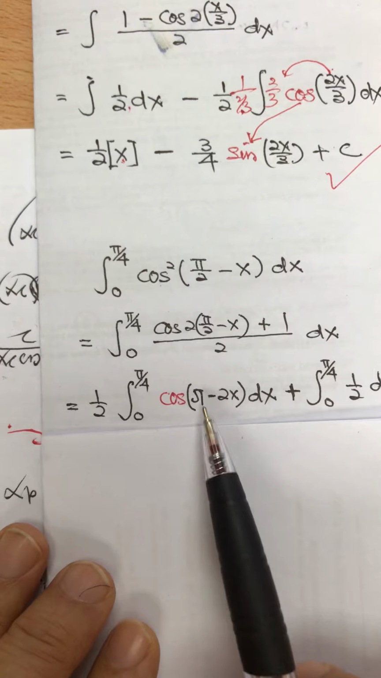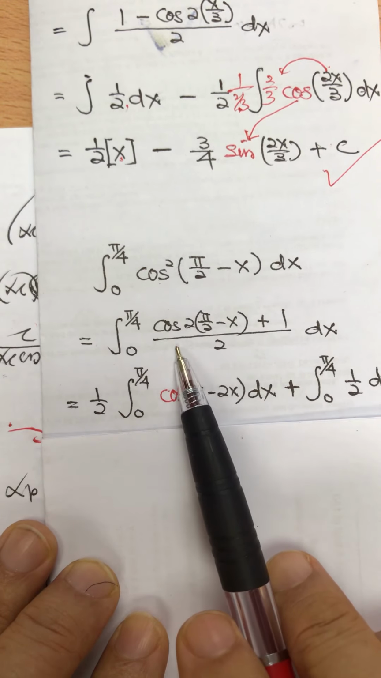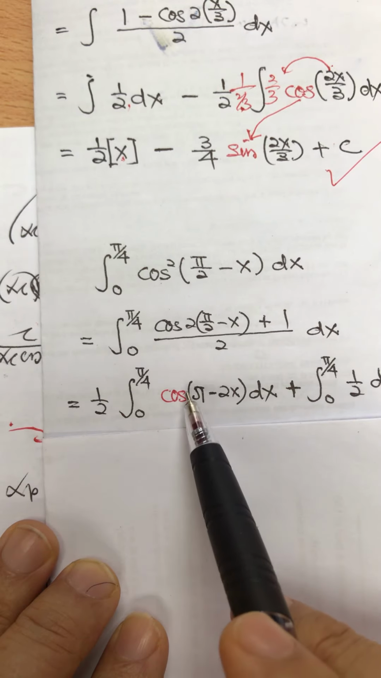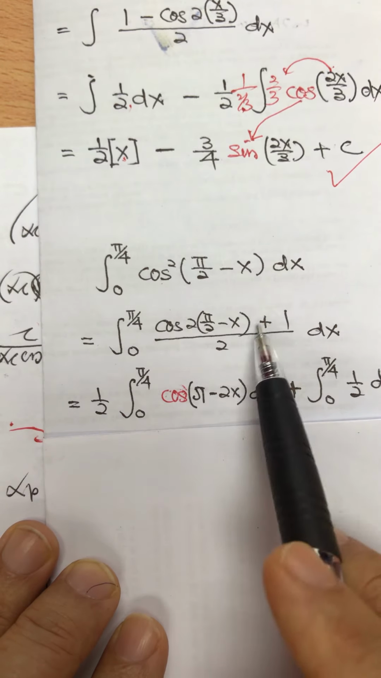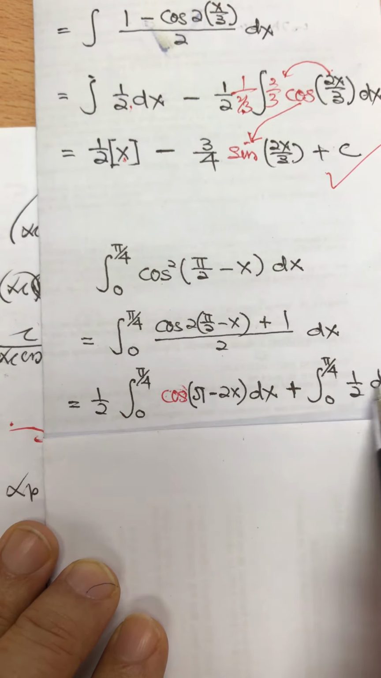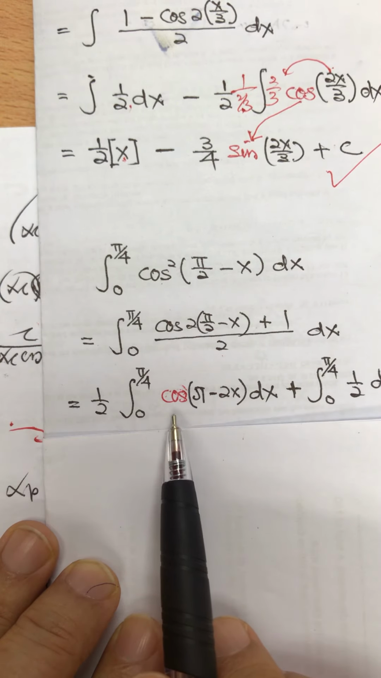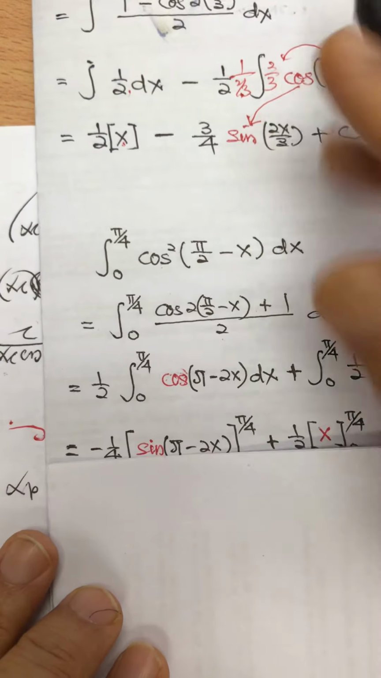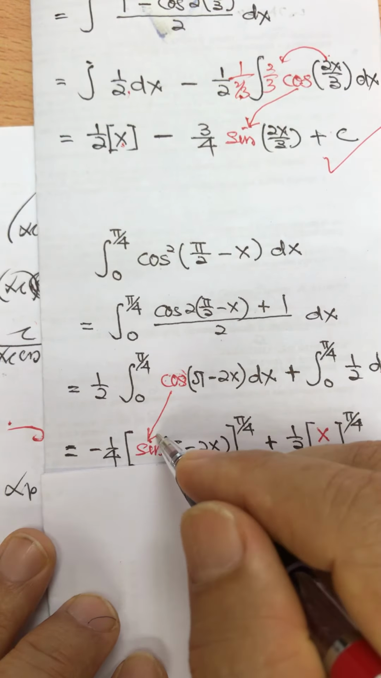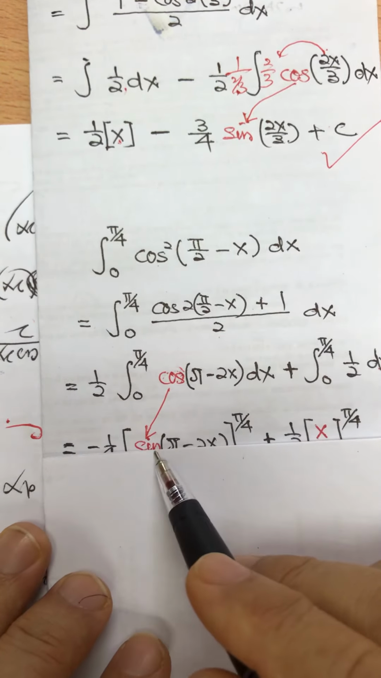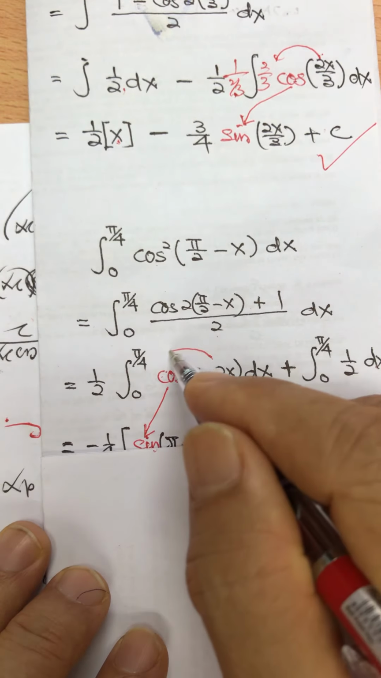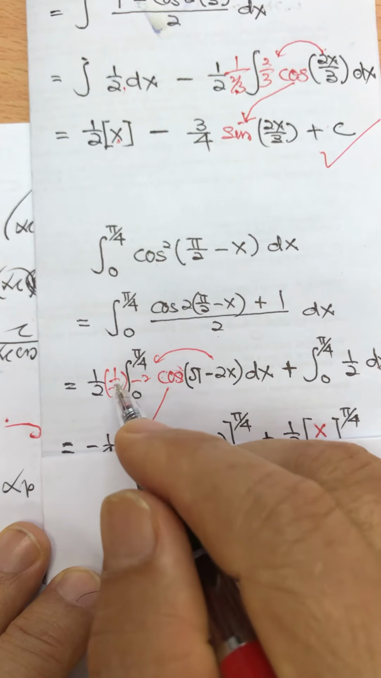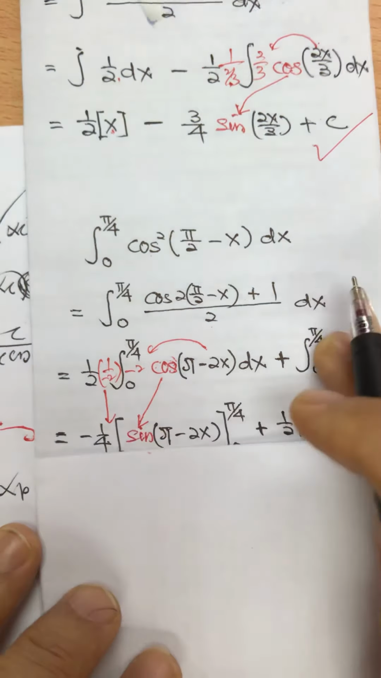And then here I separate them. This one, the half taken out, then is cos. That means here I'm going to integrate the cos, and here I'm going to integrate half. So the cos can be integrated to become sine. But here I must have a negative 2, so 1 over negative 2, which will become negative 1 over 4.